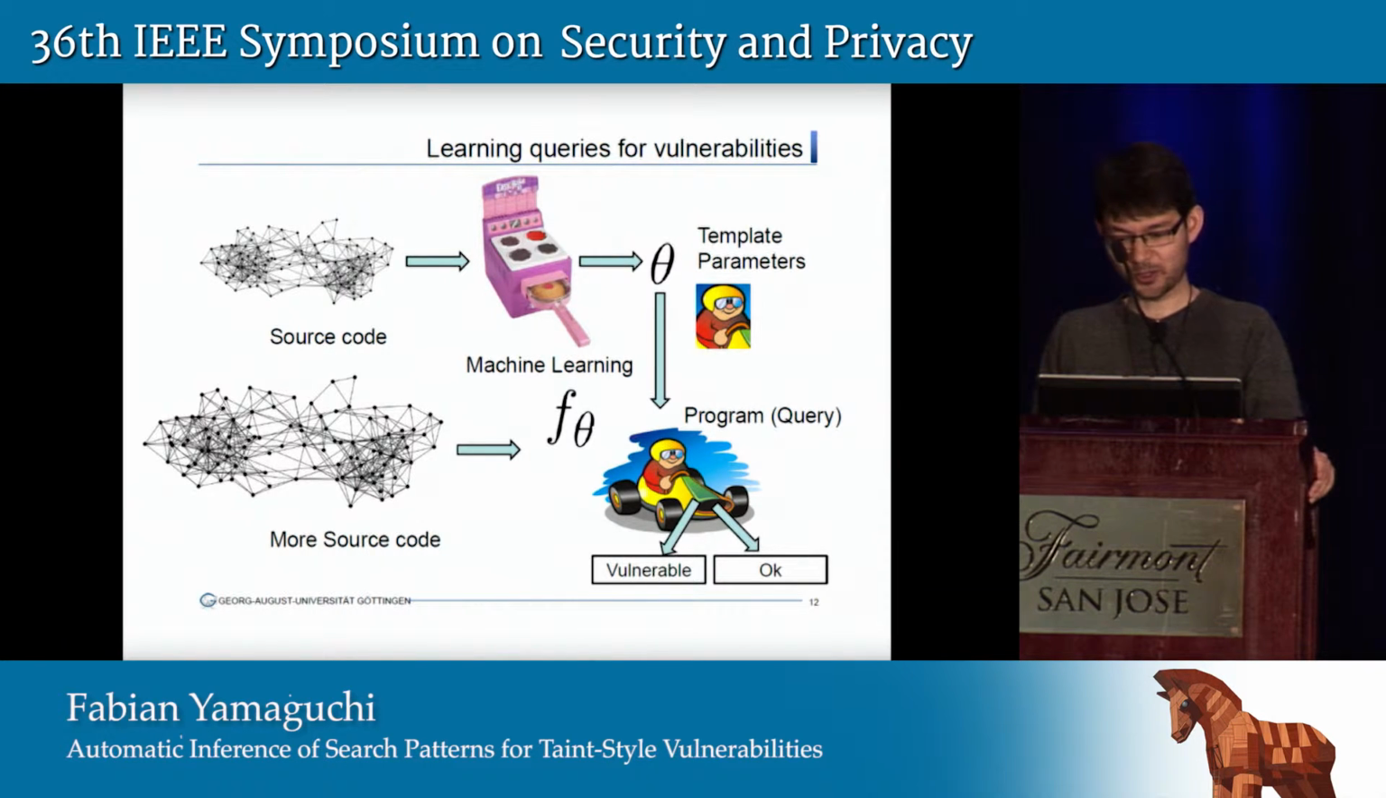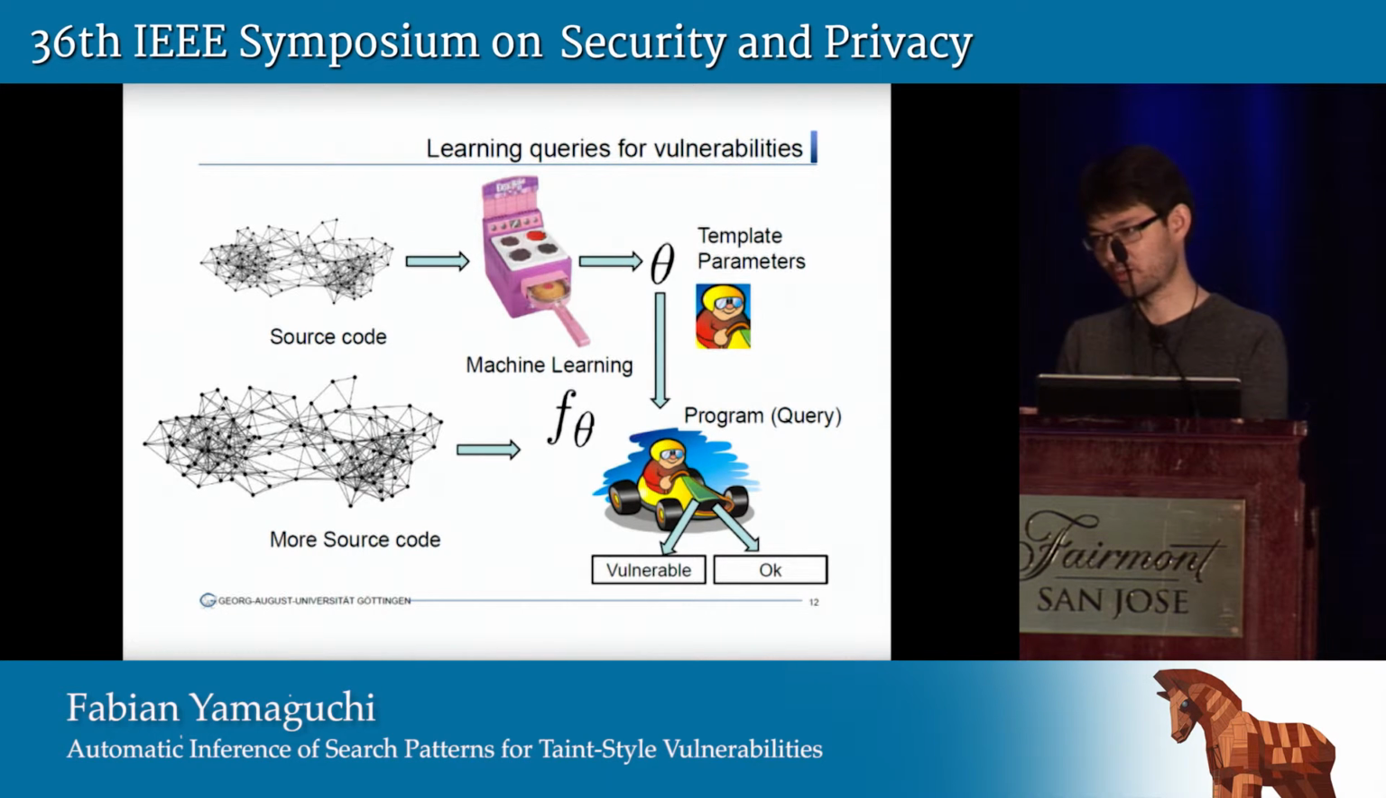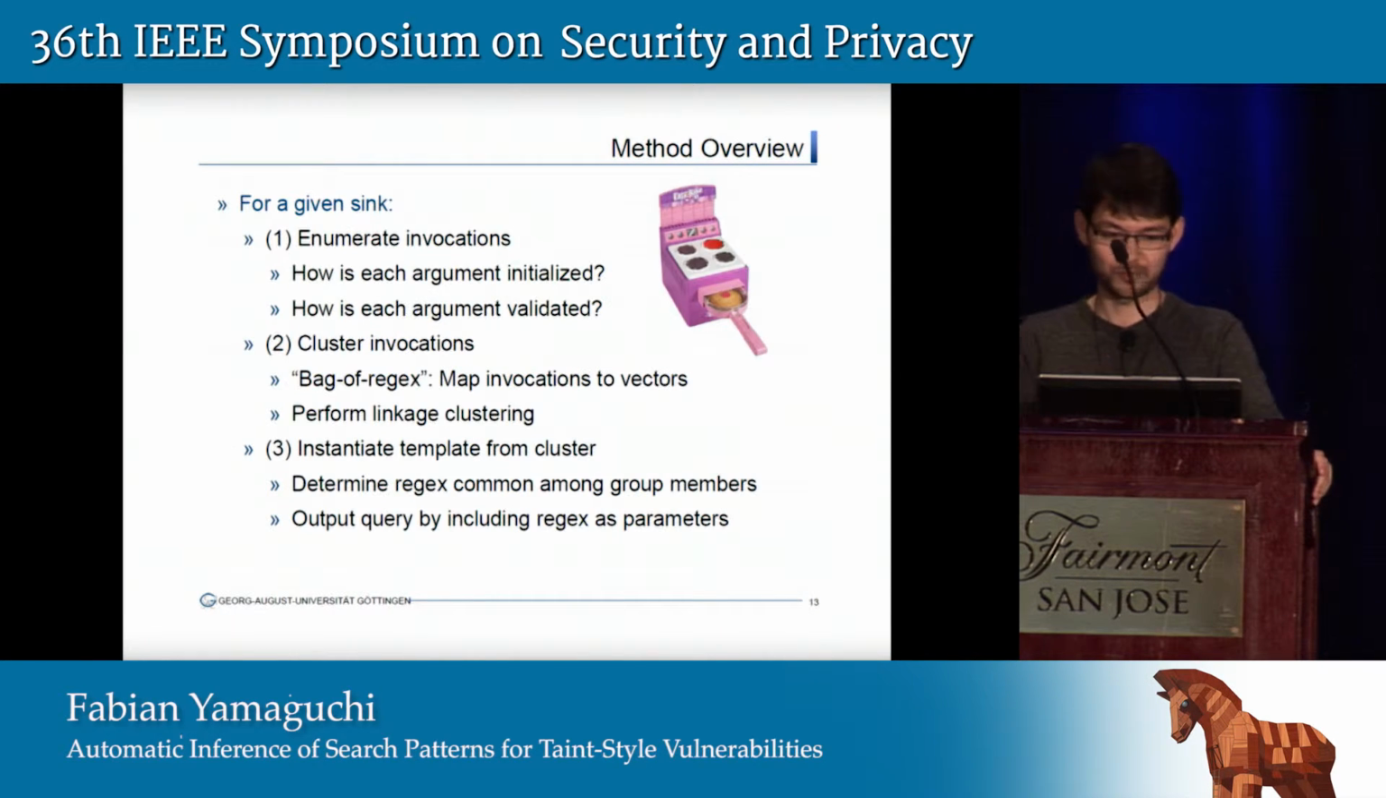Now, learning queries is similar. Instead of the pile of garbage, we have these code property graphs that we give to the learner, and then it generates the template parameters, and these template parameters are then used to instantiate the template, and we get a program, essentially, that runs over the graph and says vulnerable or OK. Let's take a closer look at what's inside this easy bake oven.